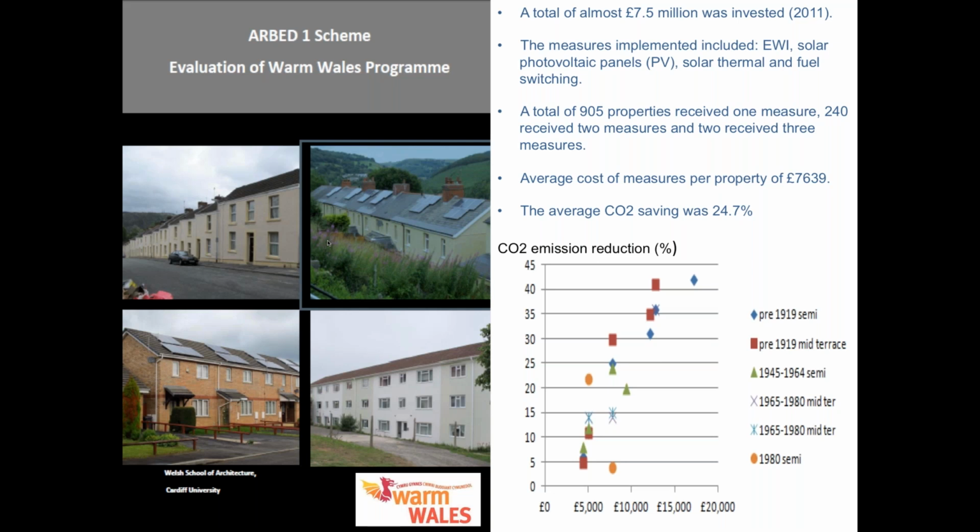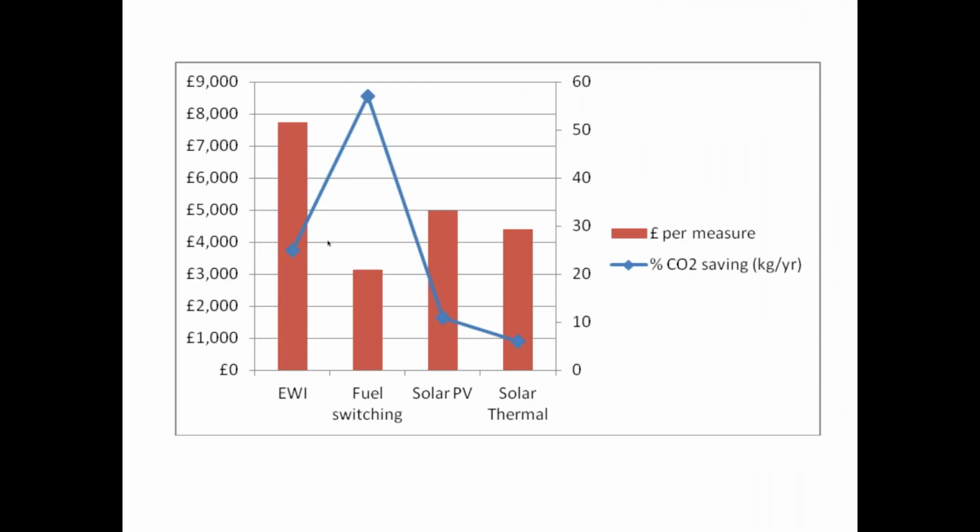What we can see in the graph is that the more that was spent on the retrofit, the more CO2 emission reductions were achieved. In particular, pre-1919 houses, the older houses, received perhaps the more expensive measures. They were open to things like EWI insulation, and it is also the housing stock where we can achieve the most saving. So the older houses, which have the poorer performance, get the biggest benefits.